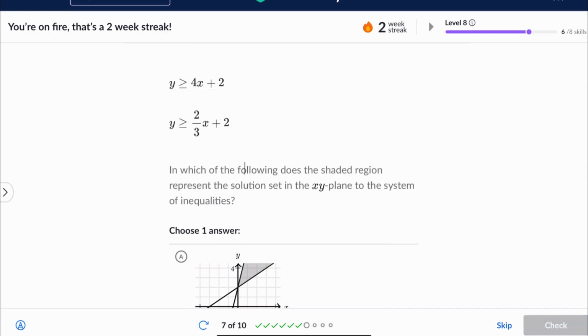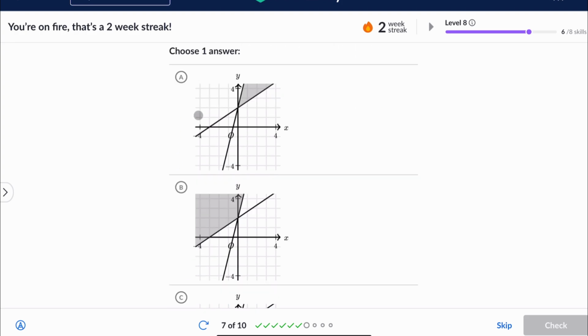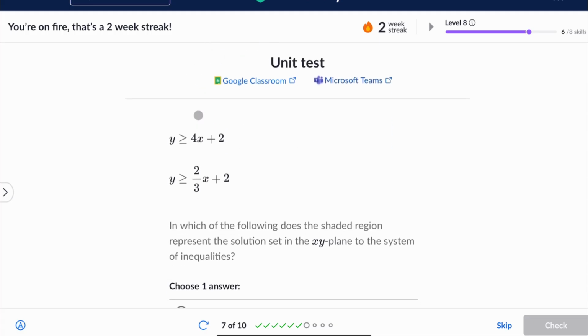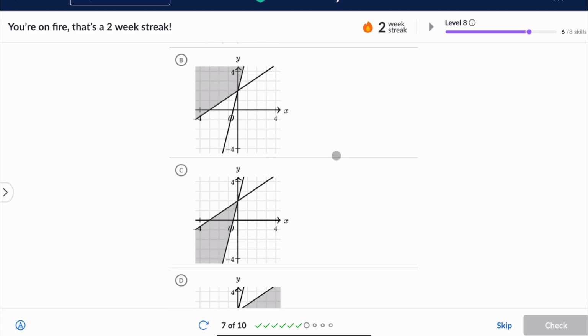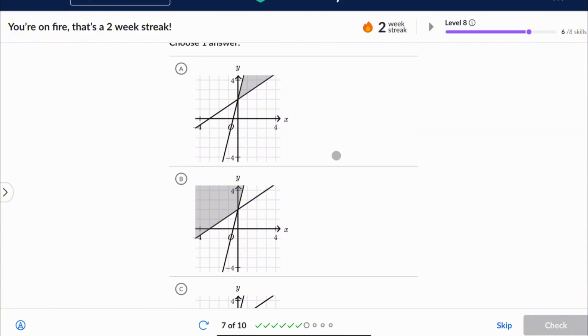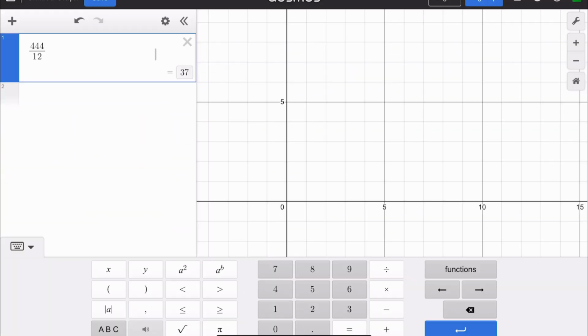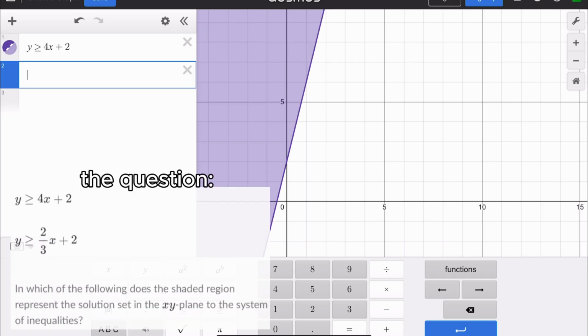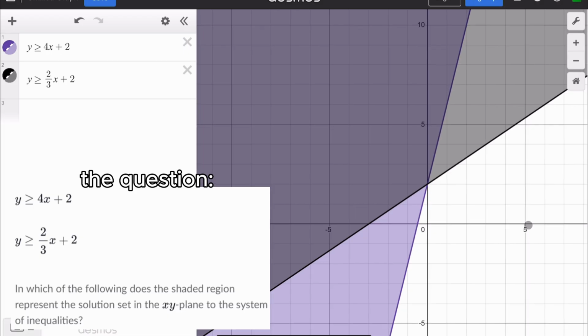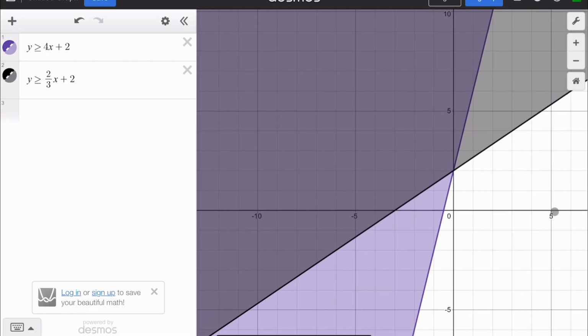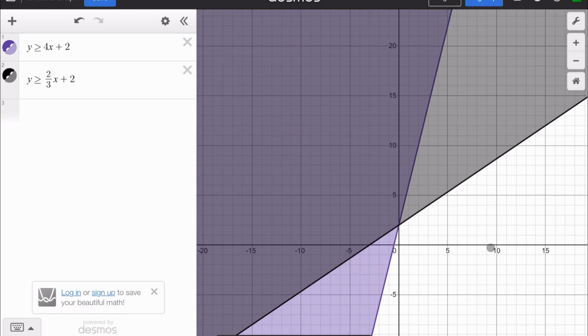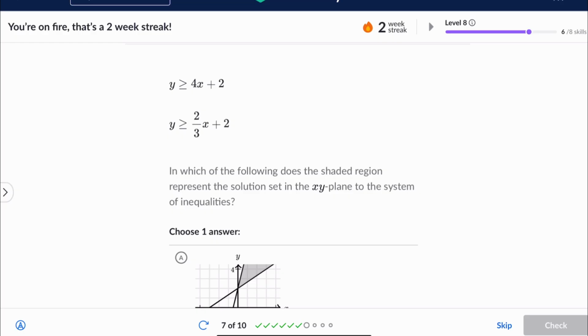In which of the following does the shaded region represent the solution set in the xy plane to the systems of inequalities? Okay, so all we have to do is plug it in and the calculator will give us the answer. Desmos is really super clutch at times. So that's the first equation and the second equation. And so we see that both of the equations are shaded in this area right here. If we see a graph looking like that.